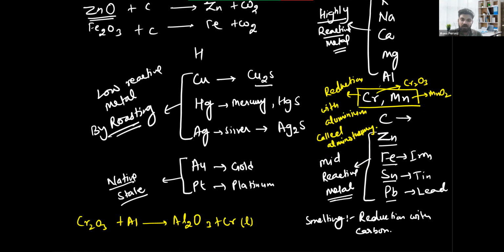Now we are going to write each and everything that is in the native state. Talking about copper, mercury, and silver, if I talk about copper, mercury, and silver.